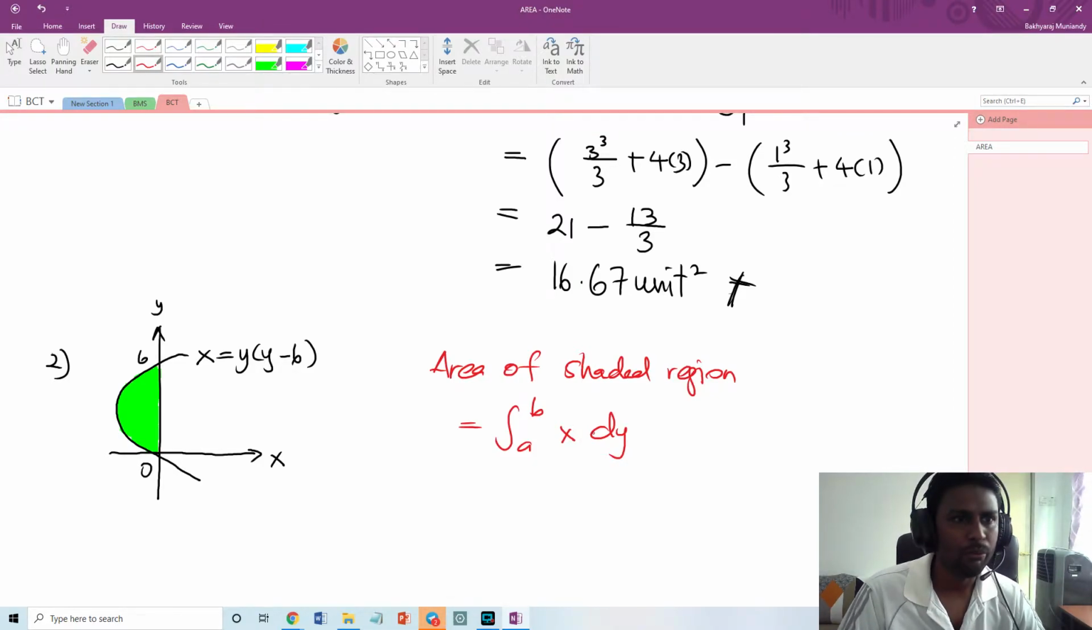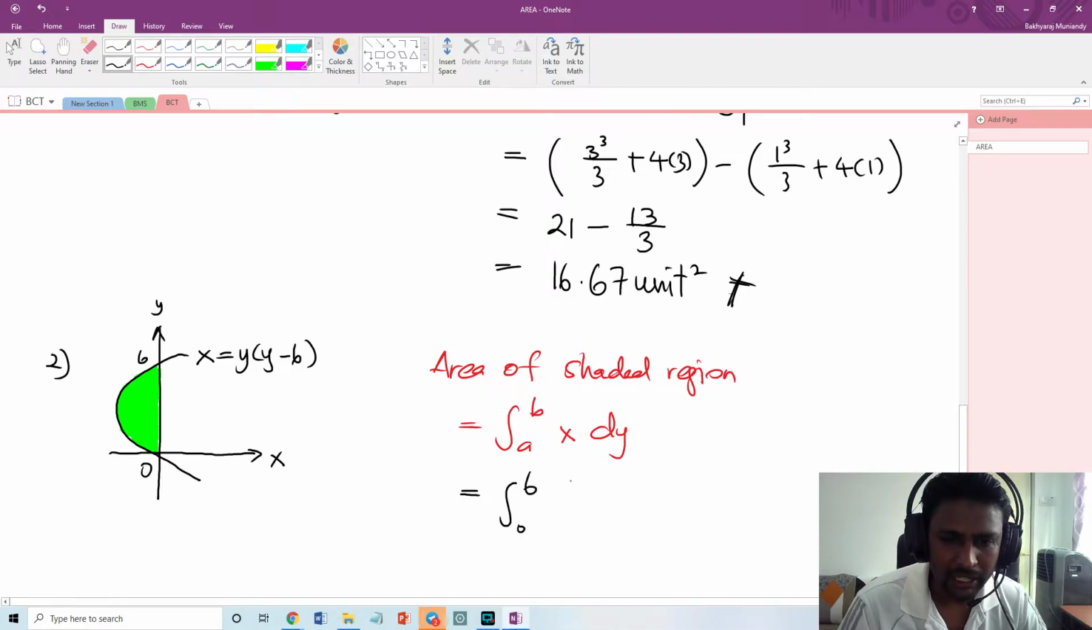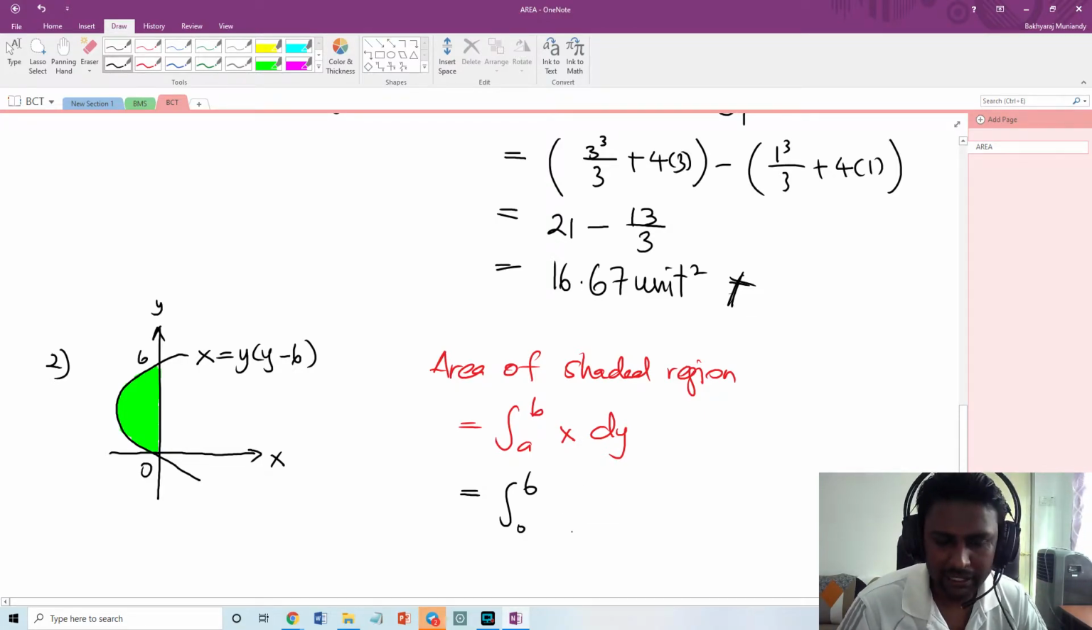Now we substitute the limit into the equation. So what is our limit? We are integrating from 0 to, yeah, correct, 6. Our limit is actually from 0 to 6. Are we able to substitute the x function here? Can, right? Yes, we can substitute, because this one is already x equals y times y minus 6. So we can straight away substitute y times y minus 6 dy.